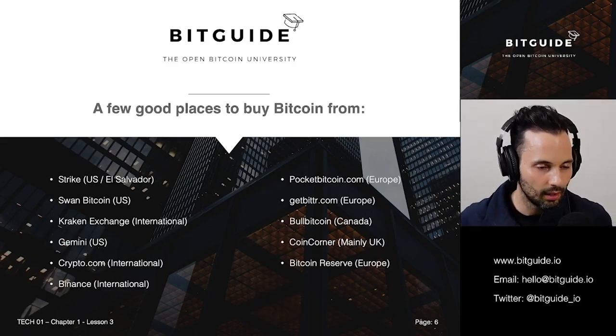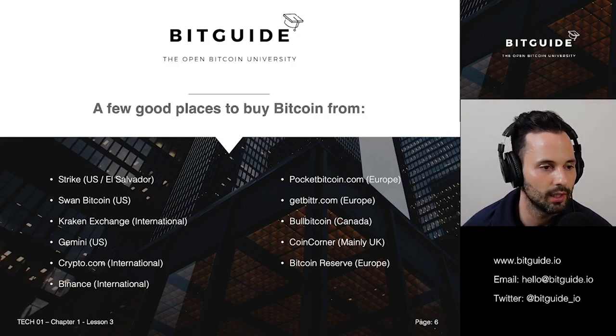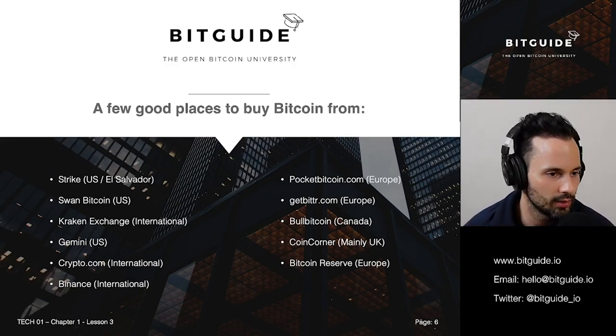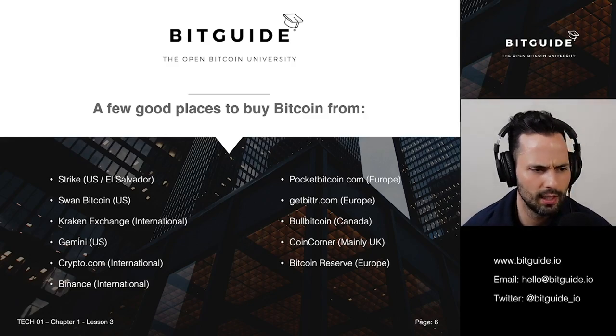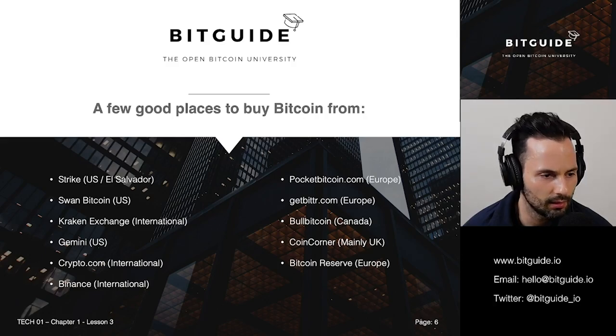This is a list of a few places that you can take a look at depending on where you are. Obviously, Strike is a very low fee or actually no fee place to buy Bitcoin, but it requires you to be in the US or in El Salvador. Swan Bitcoin obviously is a great place in the US. Kraken is pretty much international, but just be really careful because they have a lot of scammy coins listed, unfortunately. Gemini and crypto.com are international as well.